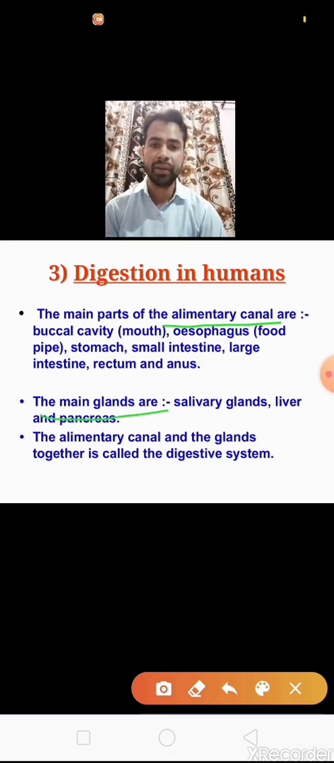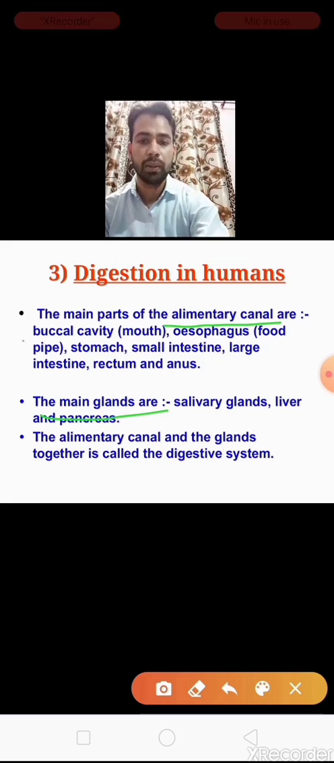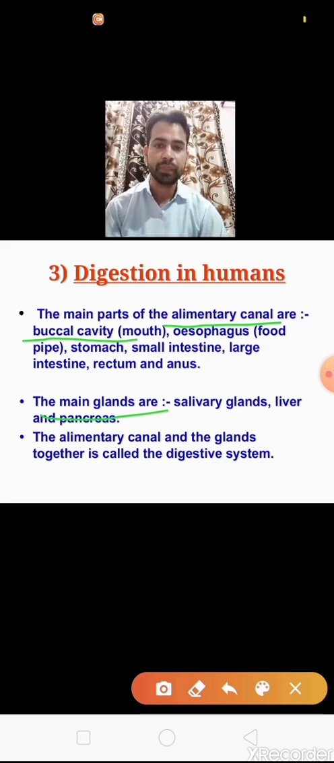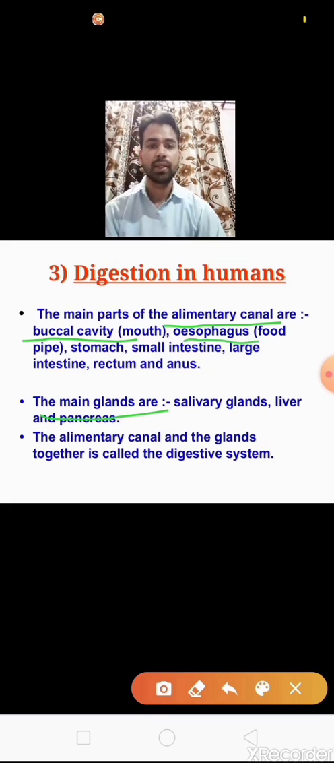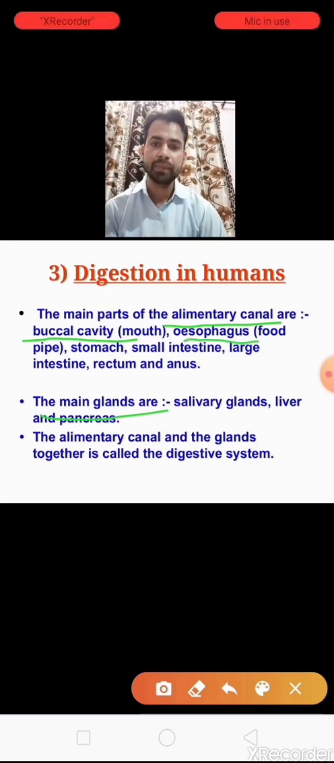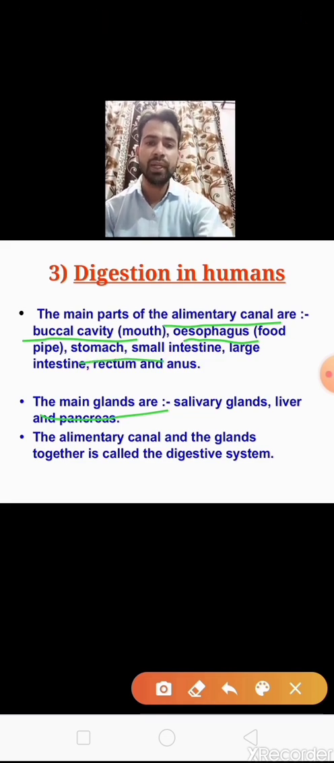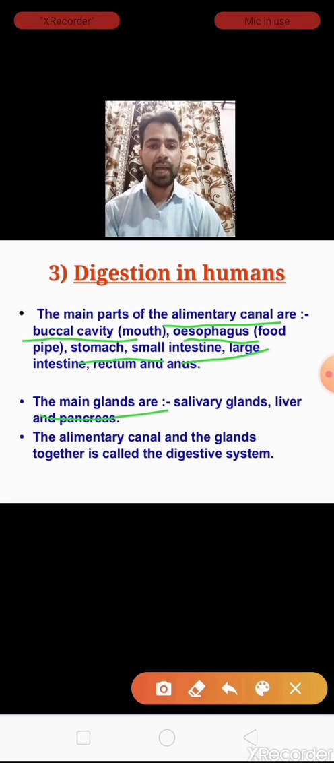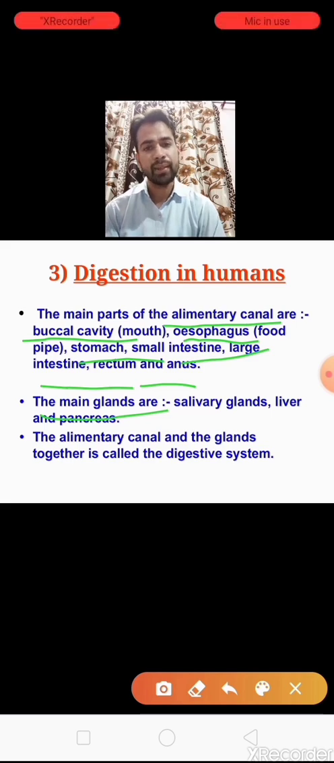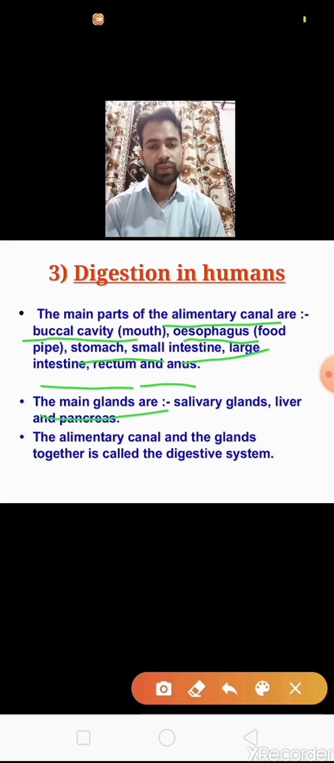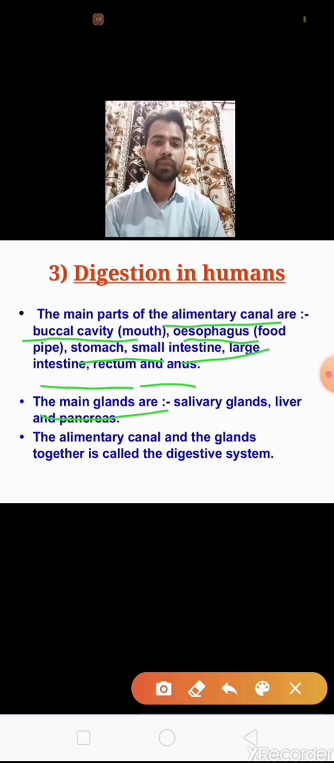See, first the alimentary canal. The main parts of the alimentary canal are the buccal cavity, that is the mouth, the esophagus, that is the food pipe, the stomach, the small intestine, the large intestine, the rectum, and the anus. Okay, so these are the main parts of the alimentary canal.